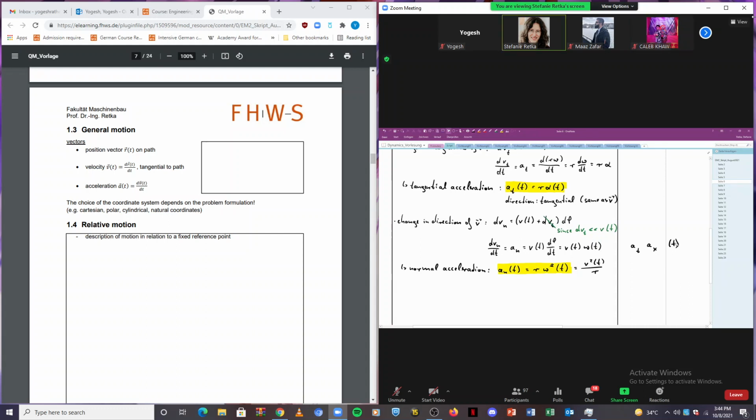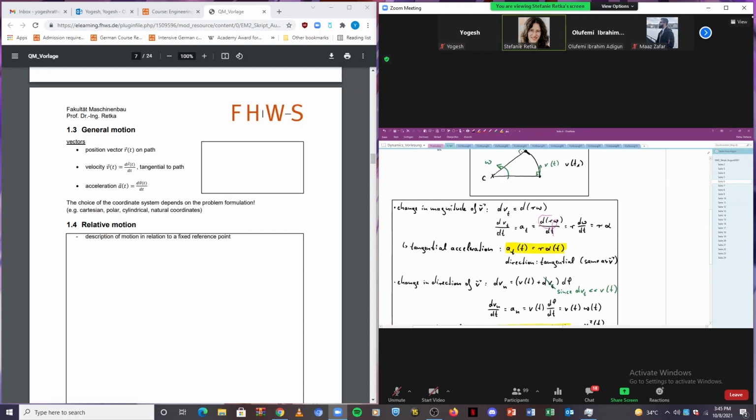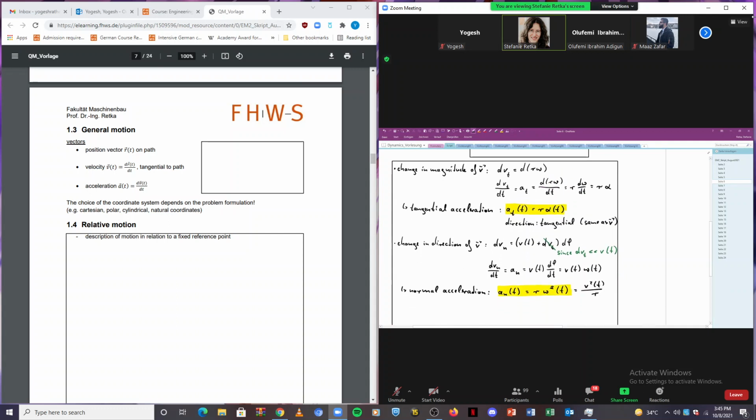Ma'am, I have a question. Yes. For the change in direction of v, you said that we can neglect the dvt because it is very small, but how small can the value of dvt be? I'm not sure if I understood your question correctly. You refer to this. No, the one in the change in direction. Oh, this one. Yeah, that's the green text I wrote.